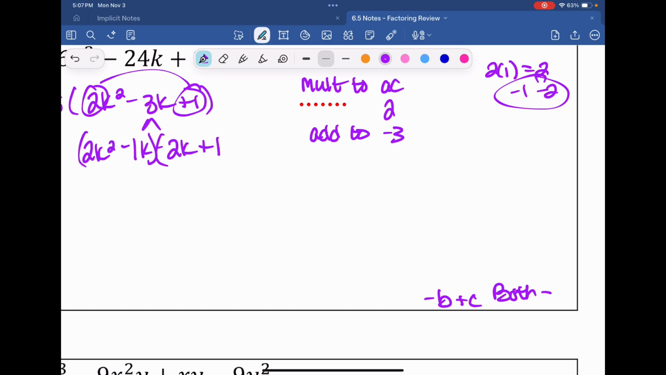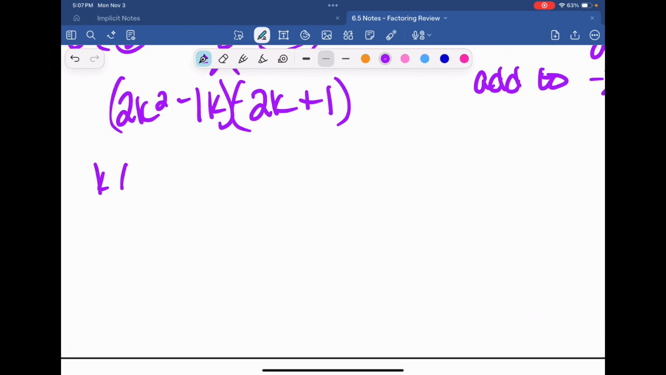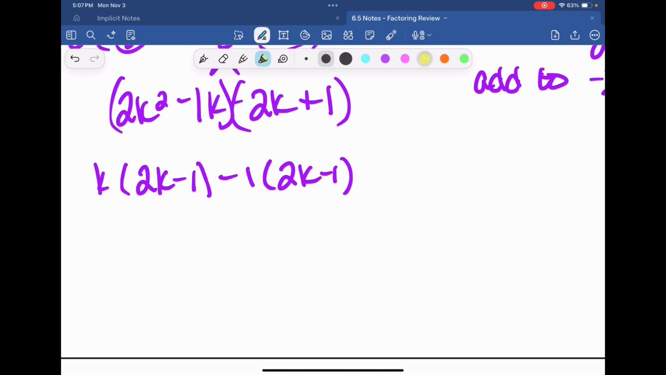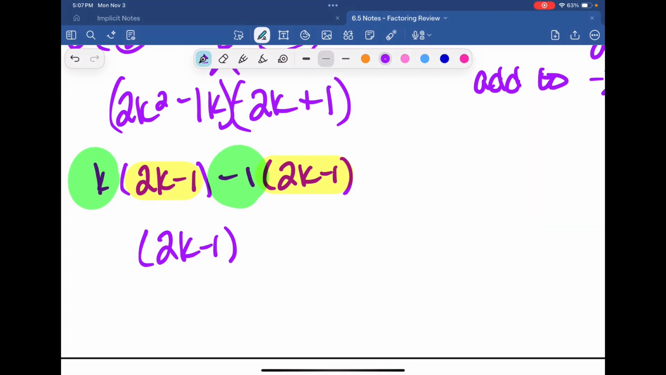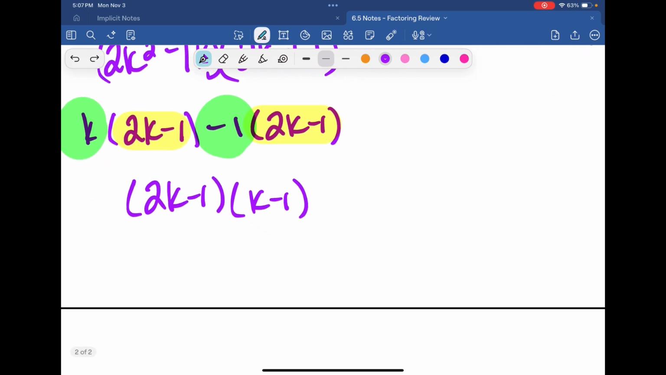Group. GCF of the first group. Your second group, that's a minus sign. Bring it down. And there is no GCF, so we bring down that 1. Common binomial. Whatever is left. And don't forget your original GCF, like I've already done it again.